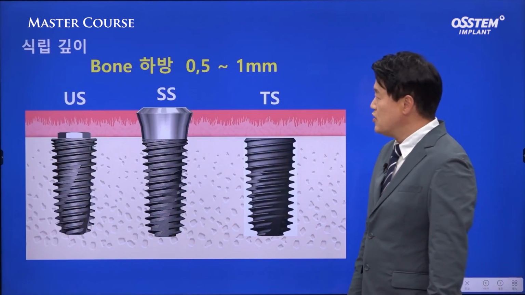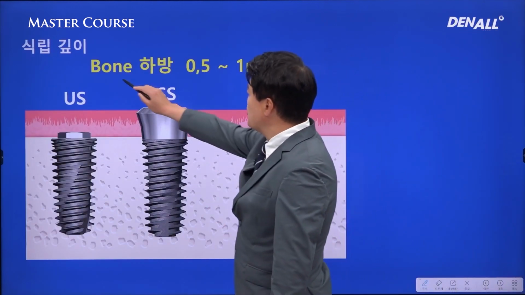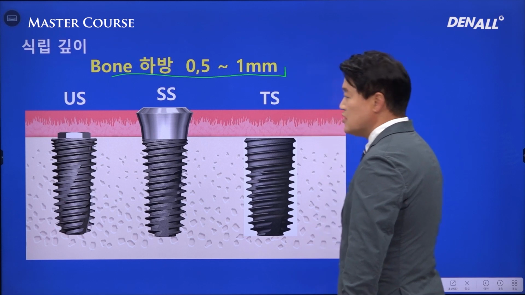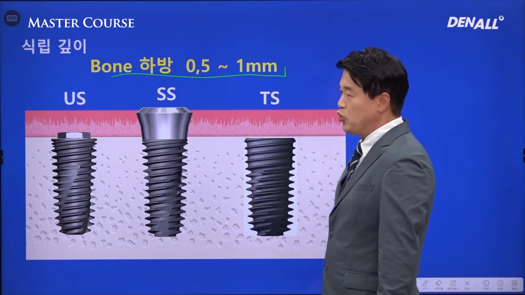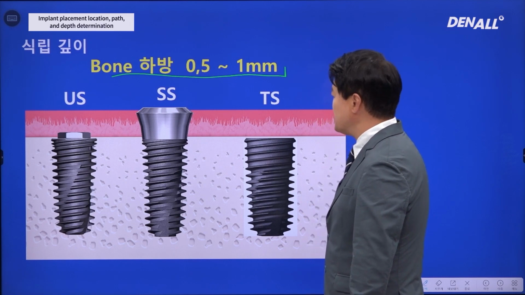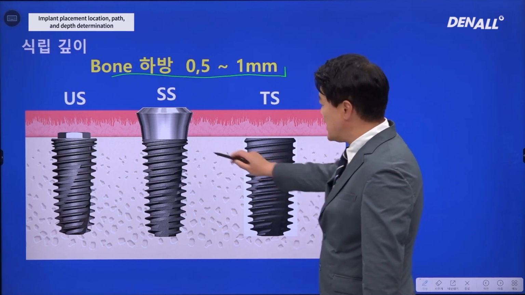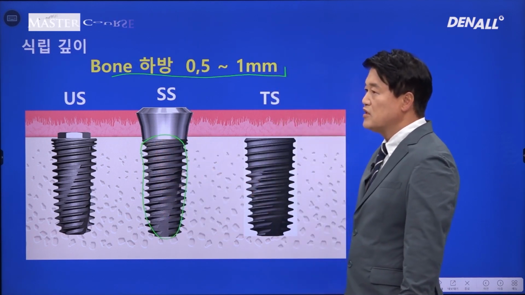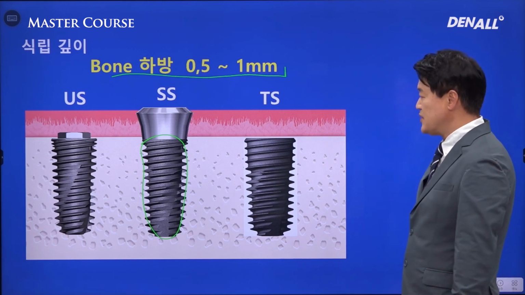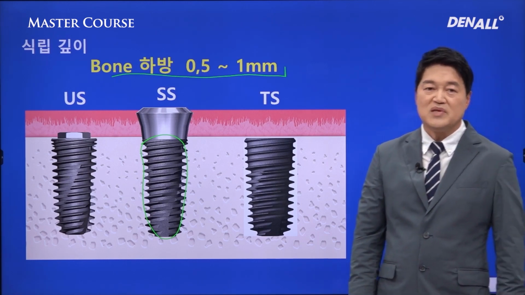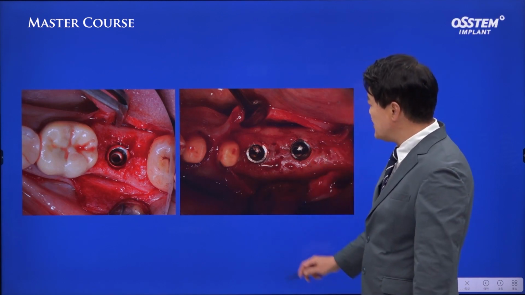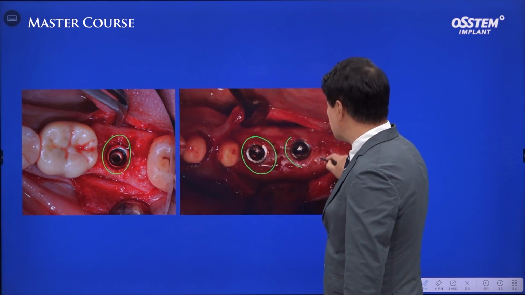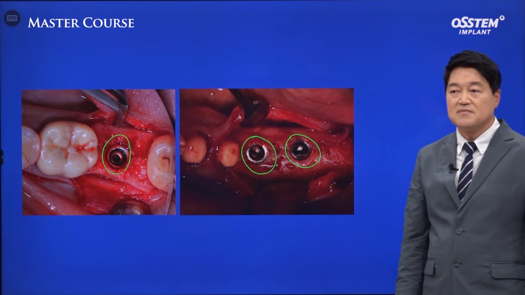Next, depth of placement. The depth, whatever the type of implant, should be 0.5 to 1 millimeter below bone. Right after the placement or after the delivery of prosthesis, the marginal loss can be accommodated as the rough surface is below the bone. So 0.5 to 1 millimeter below bone is the meaningful depth of placement. After the placement, the rough surface is submerged in the bone. That is the depth of placement.